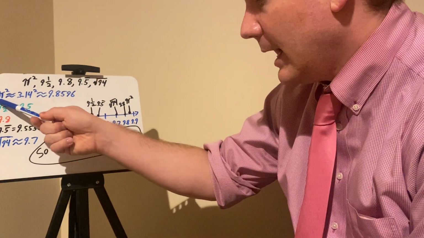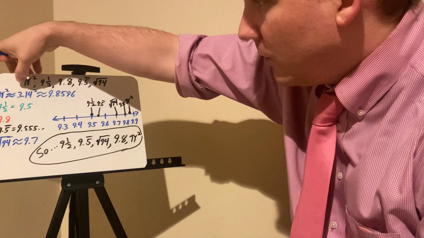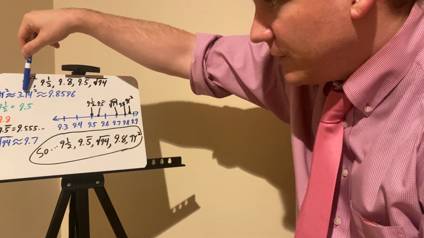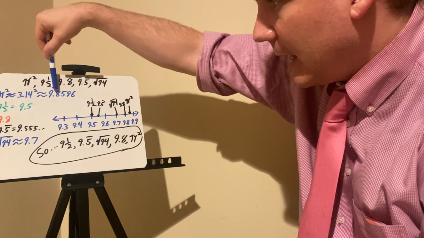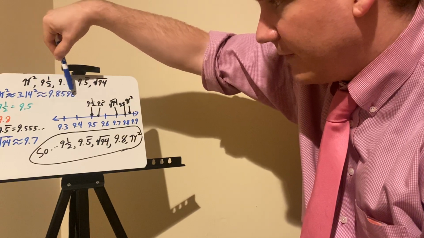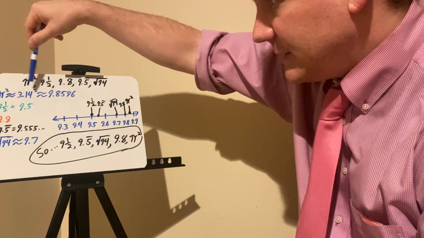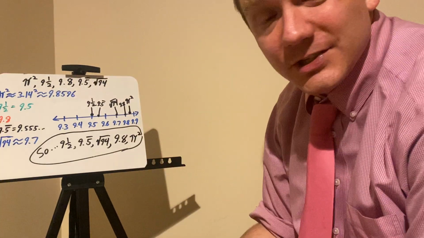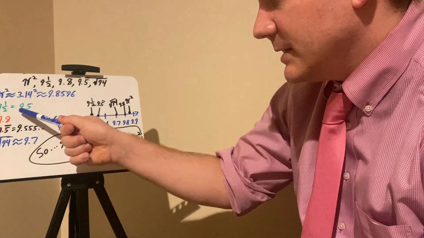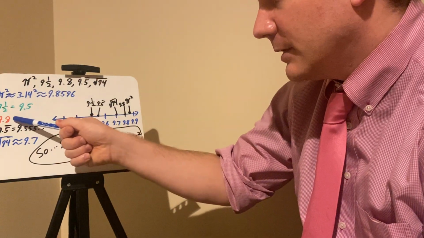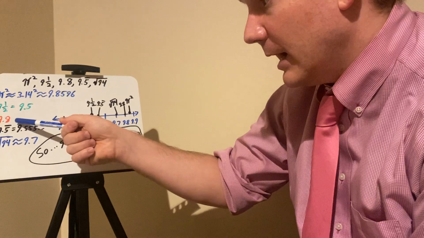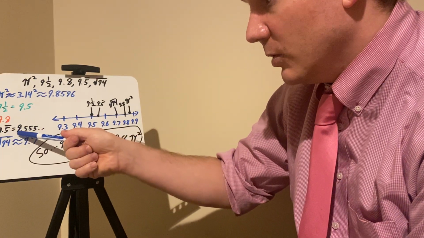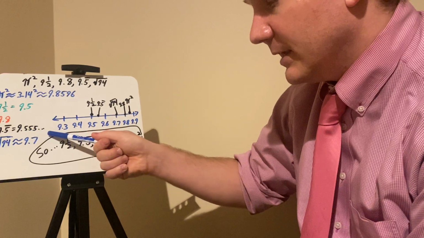So I know pi is about 3.14, so pi squared would be 3.14 squared, which if you put this in a calculator, you get about 9.8596. So pi squared is about 9.8596. That's going to be good enough for this situation. 9.5 is exactly equal to 9.5. 9.8 is 9.8, or 9 and 8 tenths. 9 and 5 tenths repeating is going to equal 9.5555 dot dot dot.